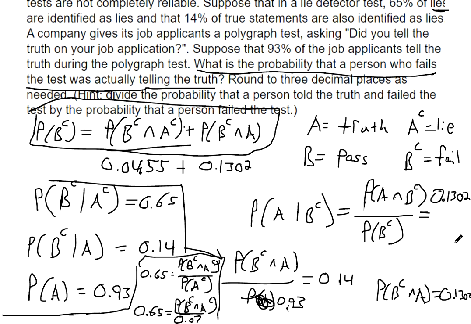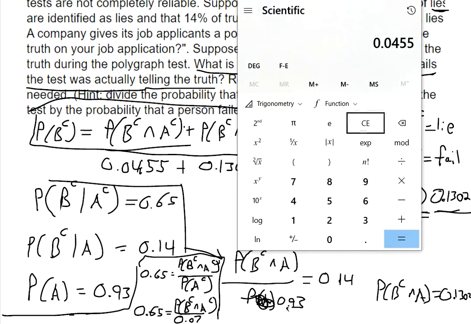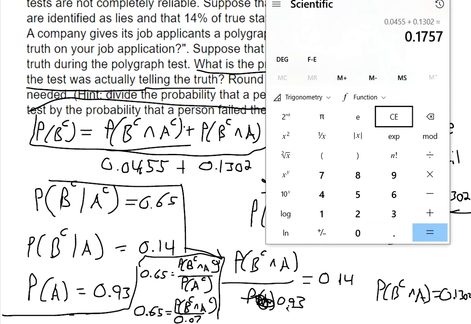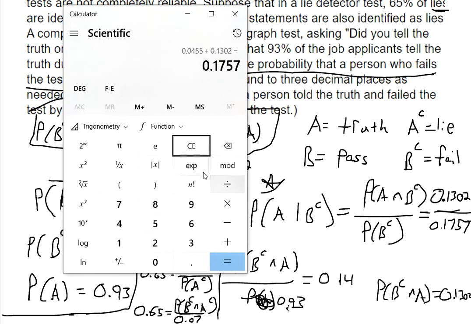Okay, so we finally have, remember this is the thing that we're trying to solve for right here. We had this from the second equation. We just found this. It's adding these up. 0.0455 plus 0.1302, that makes 0.1757. So now if we divide these two probabilities, we'll have the answer to the question that they're looking for. The probability that someone was telling the truth given that they failed the test. So it looks like there's a roughly 74% chance of that happening.